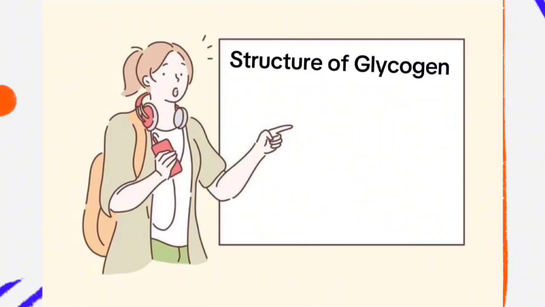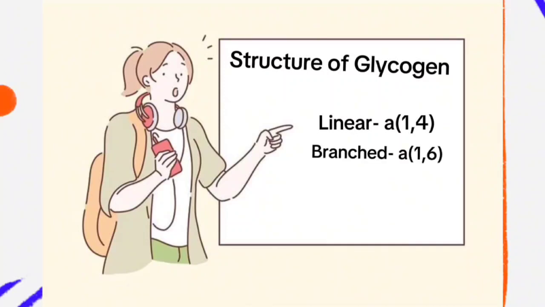Glycogen is a glucose polymer with a highly branched structure, featuring two types of linkage, the alpha 1 to 4 linkage forming a linear chain and the alpha 1 to 6 linkage creating branches. Stored in the cytoplasm, glycogen is typically associated with multiple proteins.